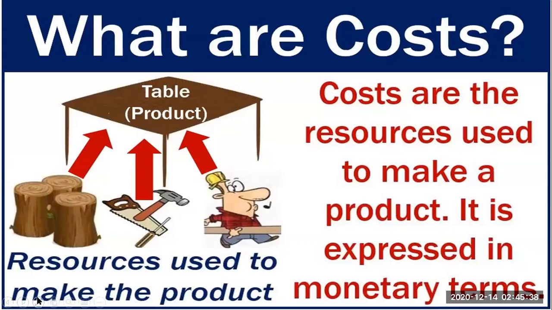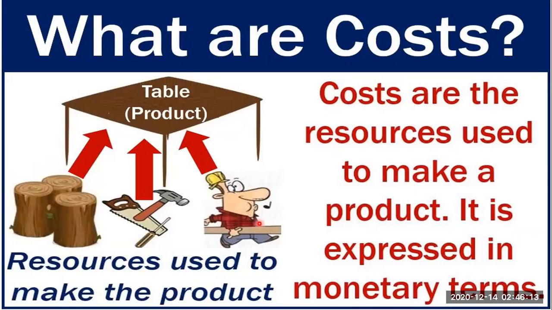And here you can see that there are three things that you need to build a table, for example. The table represents the product. It can be any product, something touchable or untouchable. In this case, it's a touchable product or a good. We can see that to make a table, we need wood, tools, and a person to build the table, right?